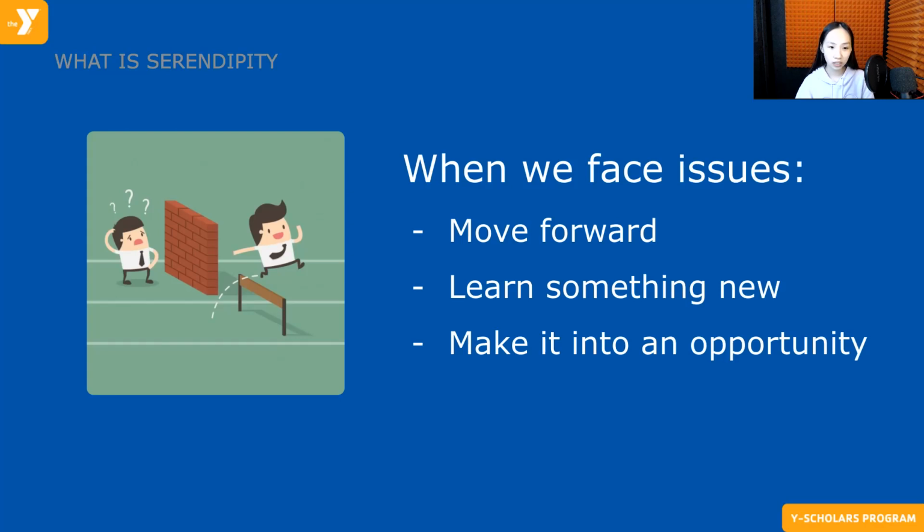So for instance, look at this picture right here. This person is puzzled by this obstacle, right? He doesn't know what he can do here. He's stuck, he's blocked, but what does he do instead? He moves over to the other lane and then he jumps over this thing because he knows what to do. So he moves forward and he learns something new by leaping through that barricade, and he made it into an opportunity, right? So that's what serendipity is.